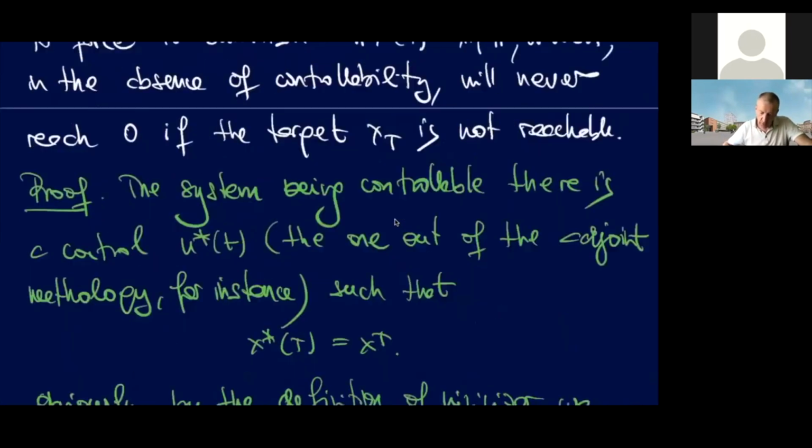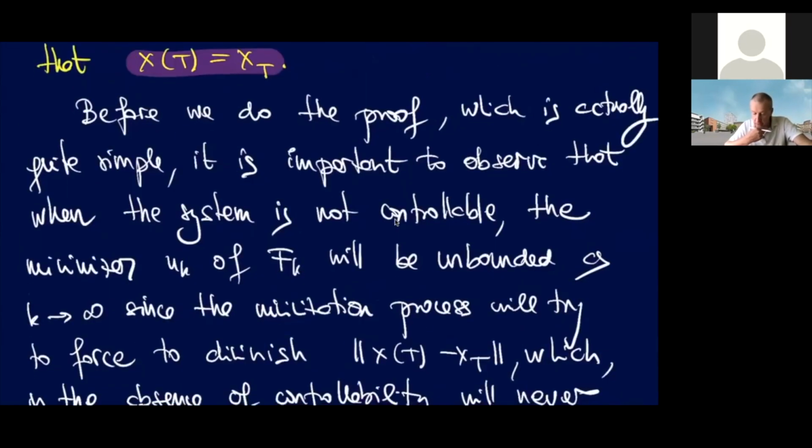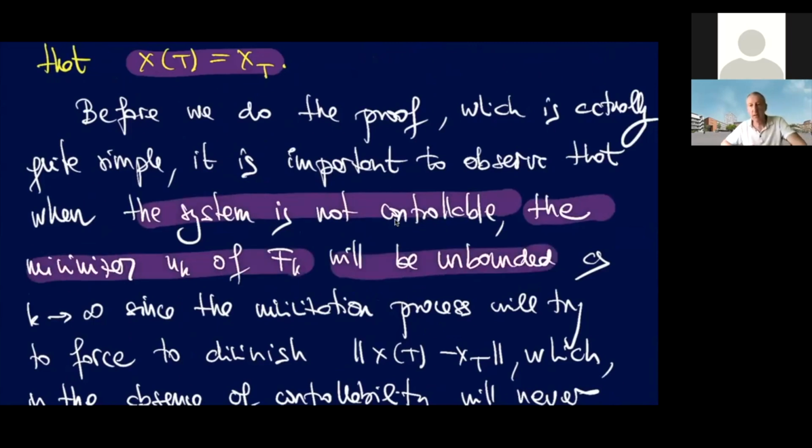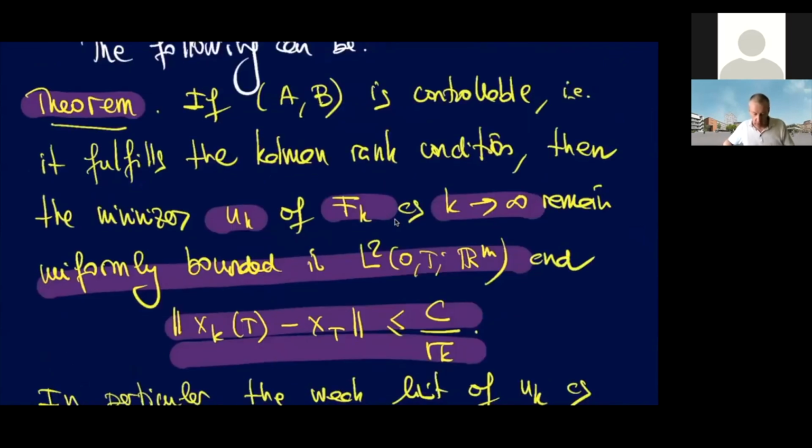Now, before we go to the proof, which is very simple actually, it is important to observe that when the system is not controllable, the minimizers UK of FK will be unbounded. And this is a must. So when I say that if AB is controllable, then the controls are bounded and fulfill this, of course, the reverse is also true. Because if the controls are bounded and fulfilling this, then in the limit, you will get the controllability, so the system has to be controllable. So typically what happens is that when AB is non-controllable, the controls that you achieve when minimizing FK will be bigger and bigger and will diverge.